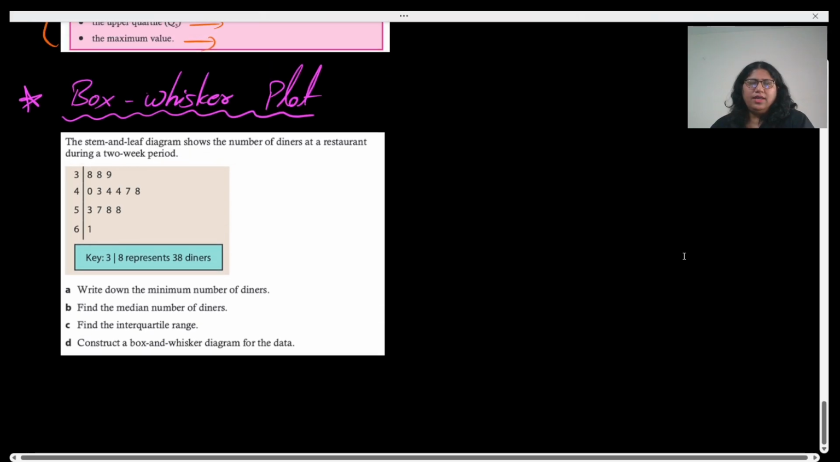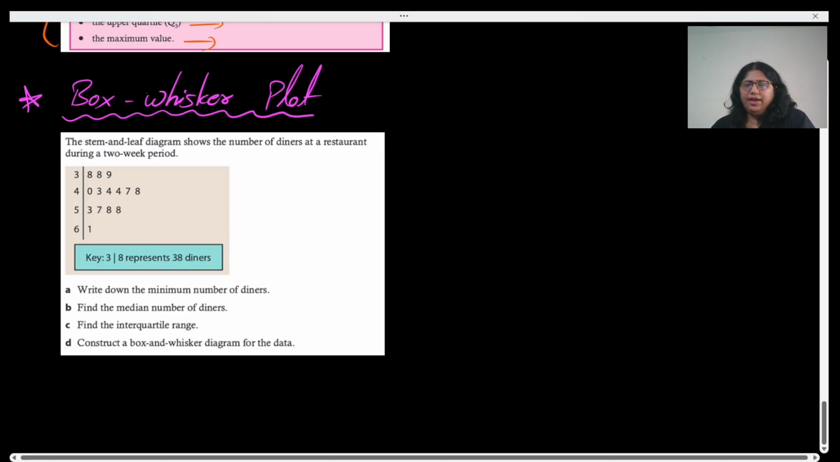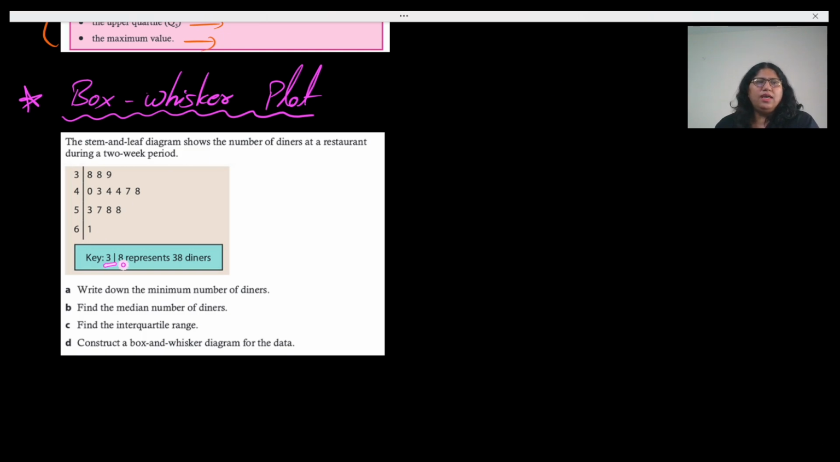Right, so here, whenever you have a stem leaf diagram, the data is already arranged in ascending order, because of how you read it. If you see, the key says left hand side 3 and right hand side 8 makes 38. So you can see the data is already there: 38, 38, 39, then 40, 43, 44, 44, 47, 48, then 53, 57, 58, 58, and then 61.